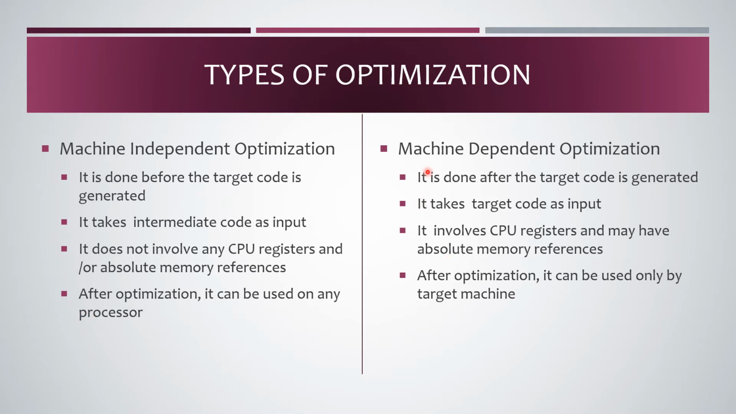Whereas machine dependent optimization is done after the target code is generated. So naturally its input will be a target code. And we know that this target code involves CPU registers and may have absolute memory references. So finally, after optimization, the optimized code can be used only by the target machine, that is, a machine of the same architecture. So our concept, peephole optimization, is a machine dependent optimization. Let's move to it.